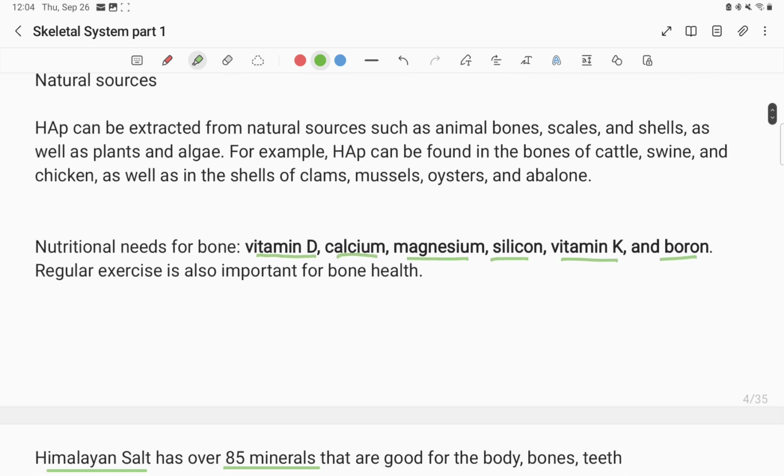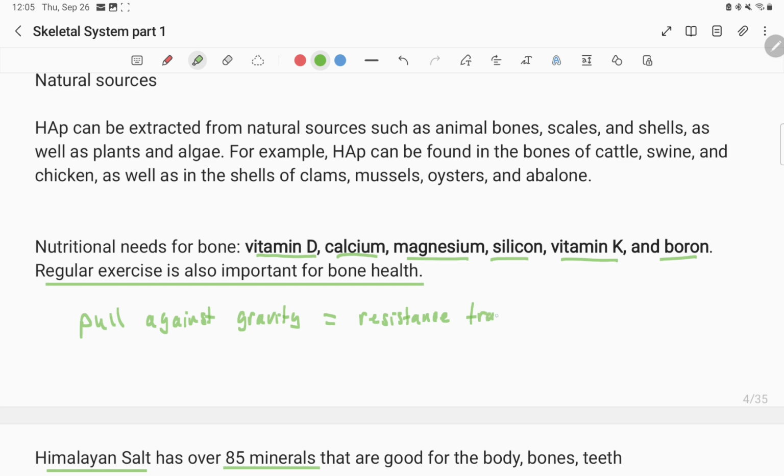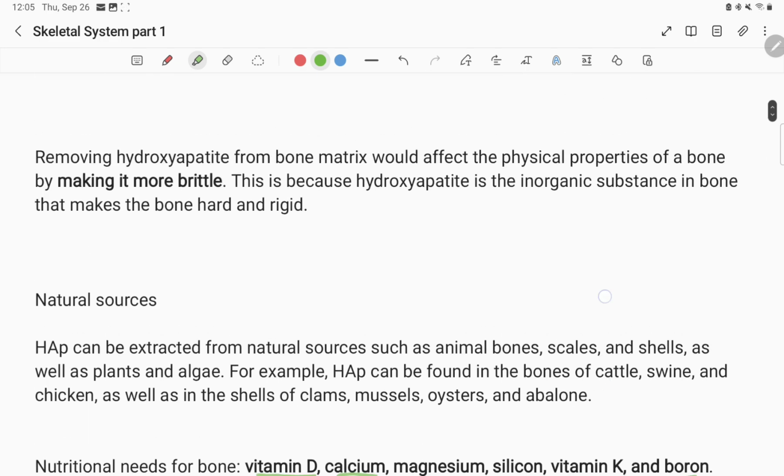Okay, the other thing that is good for bone is regular exercise. Okay, so it's the pull against gravity. Okay, we can also say resistance training, or simply lifting weights. Okay, this is really good for healthy bones. So diet and lifestyle are going to play a role in healthy bones.